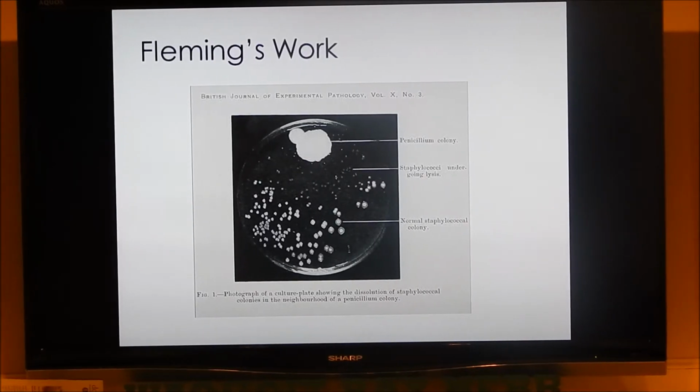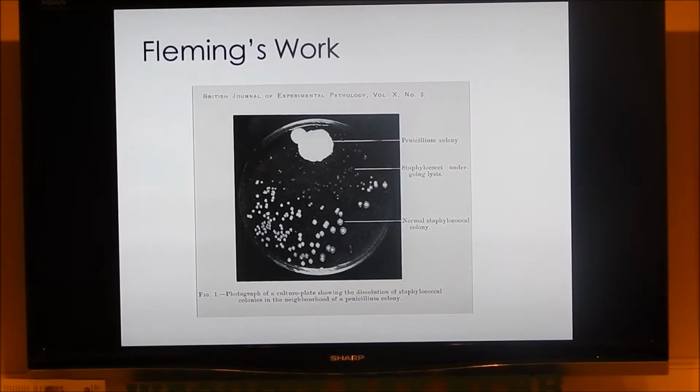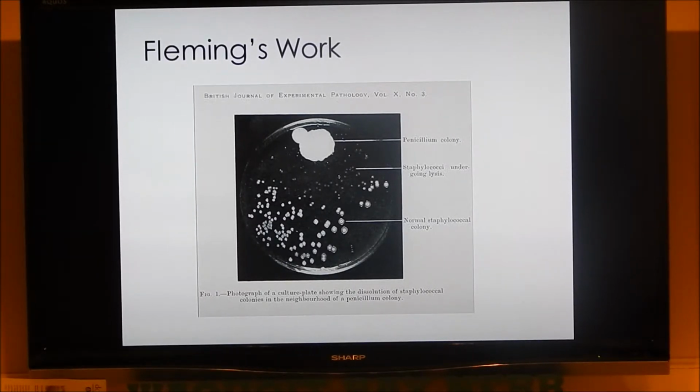And he was right. So he studied this for a number of years. He first discovered this in 1928, but it took a number of years to get everyone together and to figure it out. But this colony, this blob, is actually producing penicillin, which was one of the first antibiotics that people were able to use.